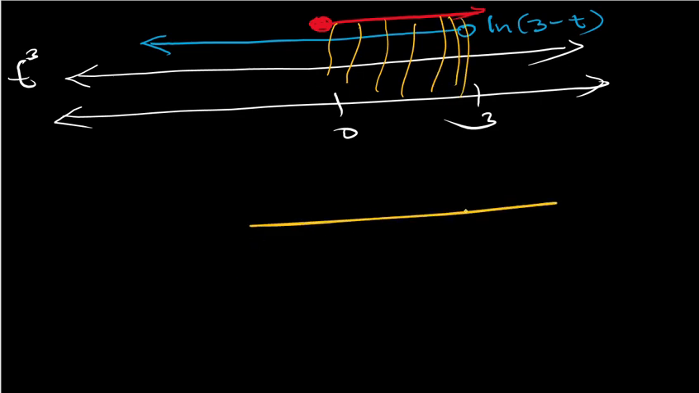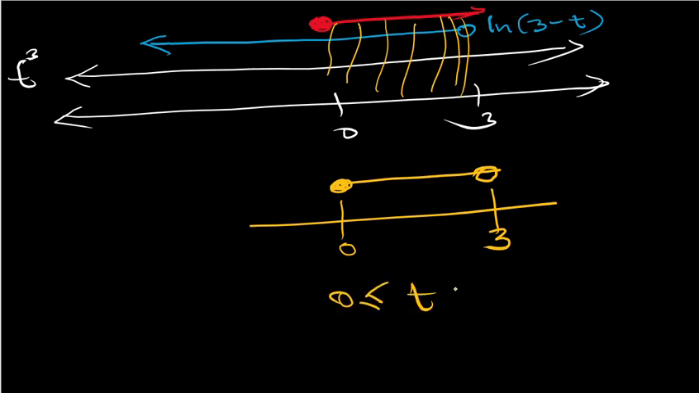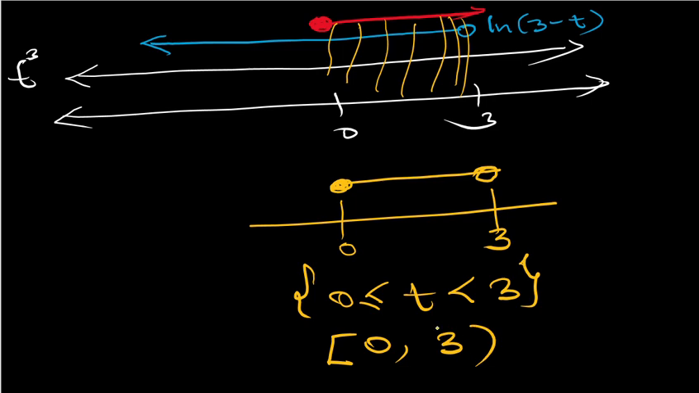So to illustrate our final answer, that will be from 0 up to 3. So we can write this as 0 less or equal to t less than 3. Or square bracket 0, then 3, open at 3. So this represents the domain of our vector function.